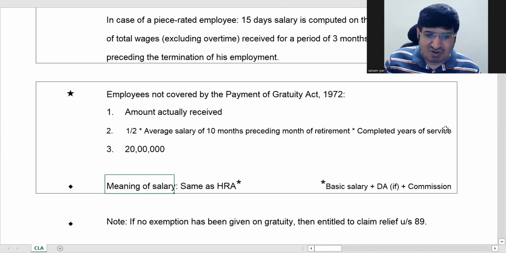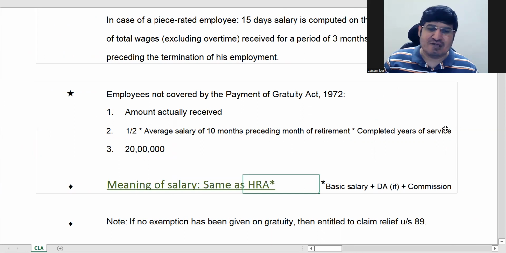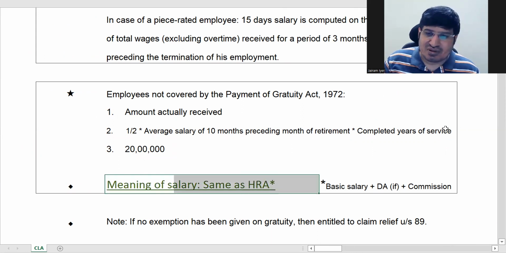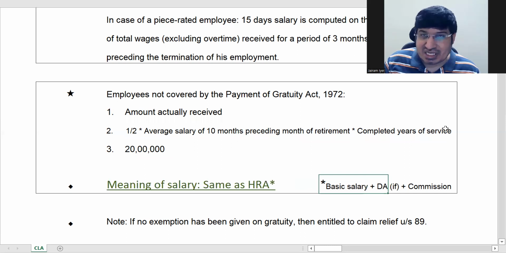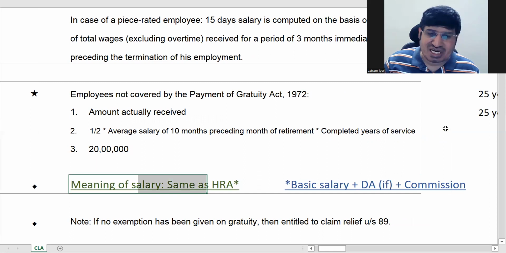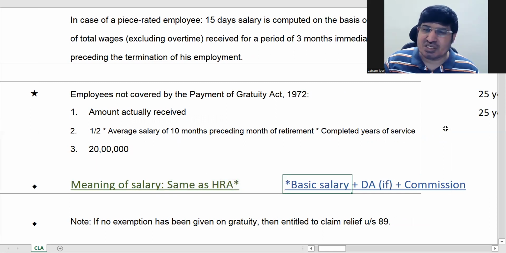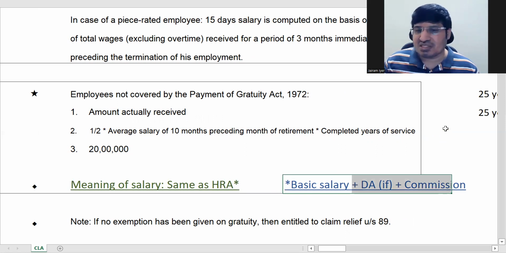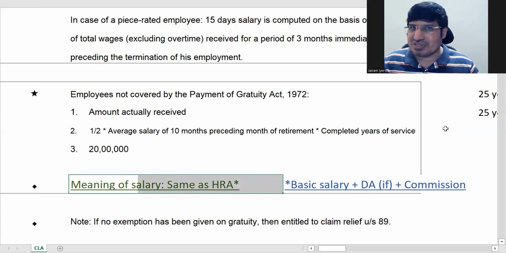And meaning of salary here, whatever is written, same as HRA. This meaning of salary, which we'll see here, is used for computation of HRA, and this meaning of salary is used in many places. So I've just written here same as HRA, so that in future, whenever it gets repeated, we'll just use the term HRA salary. So you will understand, okay, it's the same thing. Many times this will get repeated. Otherwise, HRA has no relation to this computation.